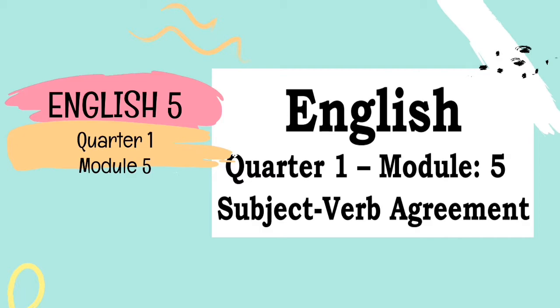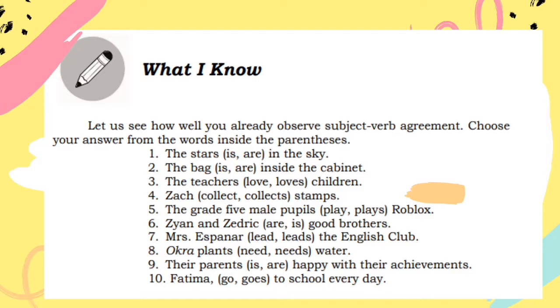English 5, Module 5. What I know. Let us see how well you already observe subject-verb agreement. Choose your answer from the words inside the parentheses. Let's try number 1. The stars are in the sky. The correct answer is are. Now, answer numbers 2 to 10 on your own.